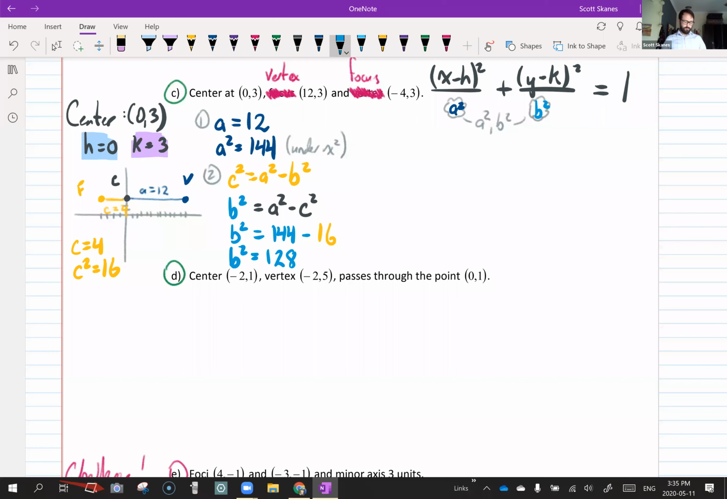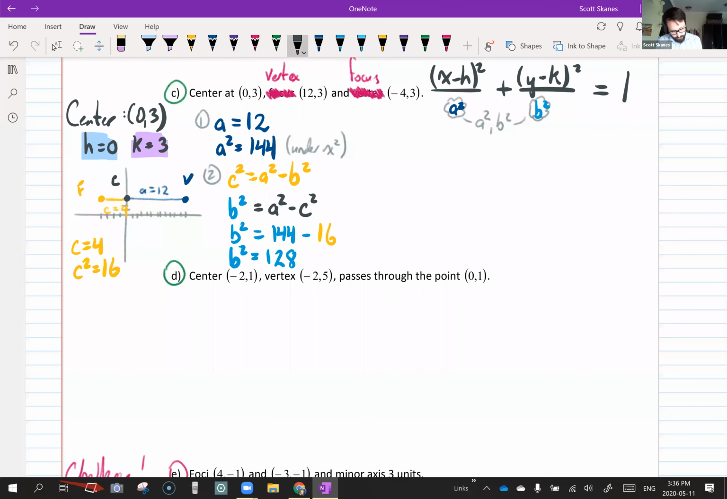Okay, so to recap, in order to figure out the equation, I needed to know what A squared and B squared are. I know what H and K are, that's easy. A, I get directly from the diagram. C, I also got directly from the diagram. And so they can both together give me B, or B squared. Now I can write my final equation.